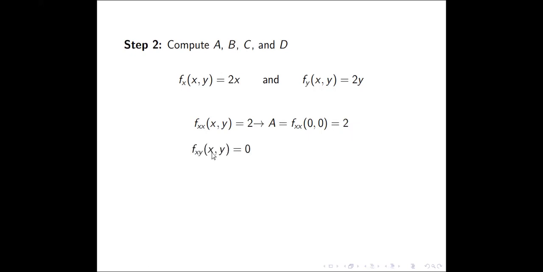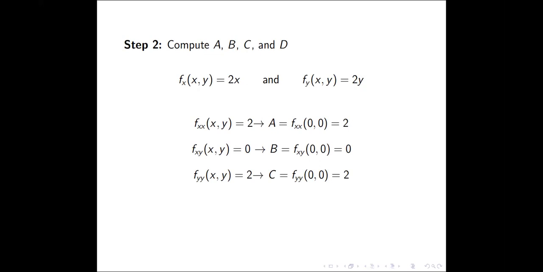Again, we get the cross derivative fxy. So we differentiate this one with respect to y. And since x is treated constant, it's 0. It's constant. Whatever x and y are, the value of this function is always 0. And thus, at (0, 0), it's also 0. Now, we get fyy. And that means we differentiate this one with respect to y. So that will be 2. And thus, at (0, 0), it's also 2. So those are the values for a, b, and c.